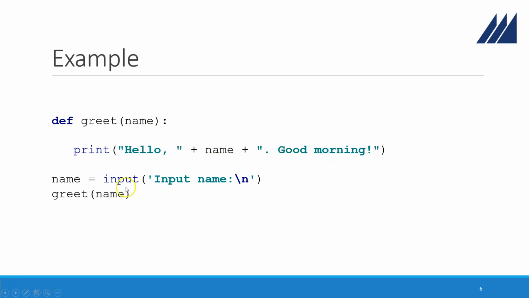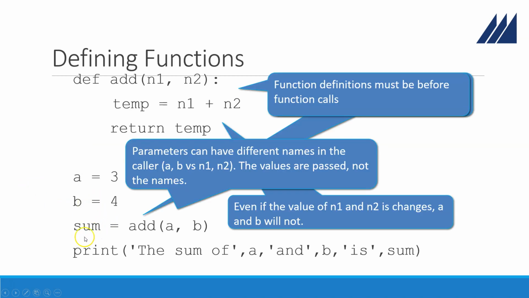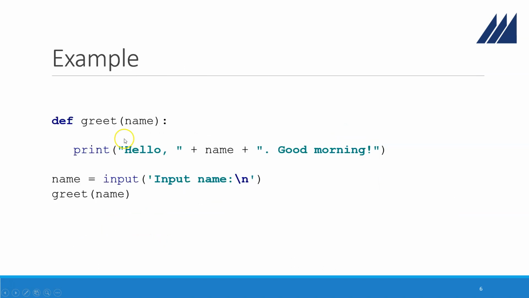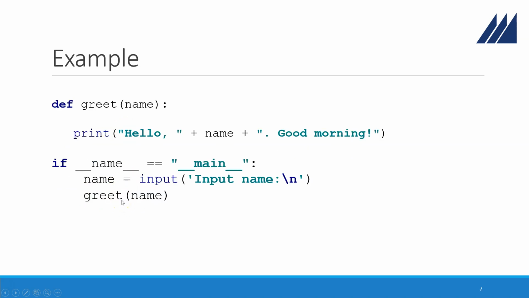Okay, and then in the main part, this is the main part, you want to say name, and you want to ask the user for the name, and then you're going to call the function greet. When you call the function greet, you see I did not assign to it any variable. I did not do it like I did over here when I said sum equal, because add has a return statement. Greet has no return statement, it has print. Okay, and it's going to print hello, Max, for example, good morning.